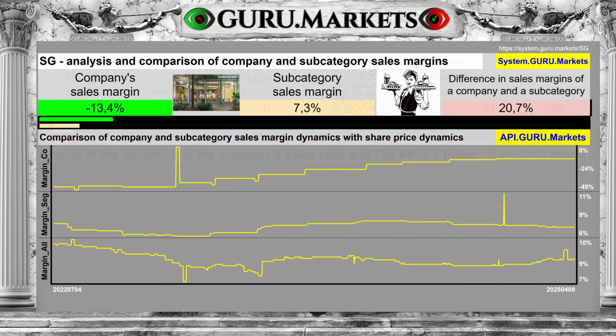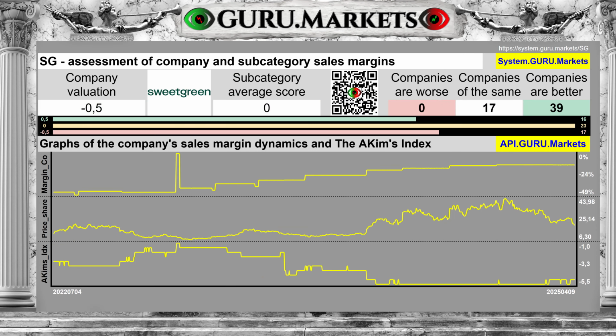The margin is minus 13.4%, with an average for the subcategory of 7.3%. The difference between the subcategory average and the company's performance is 20.6%. Assessment of sales margins in comparison with indicators in the subcategory, tolerable, minus 0.5 points.